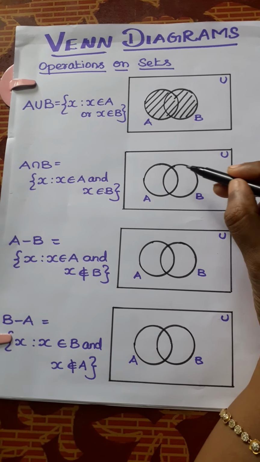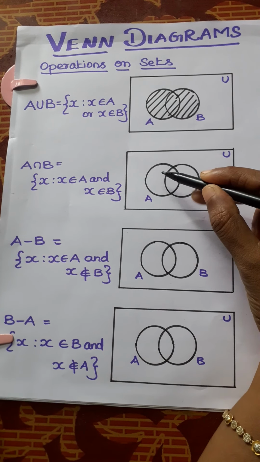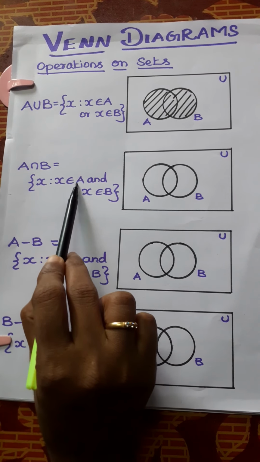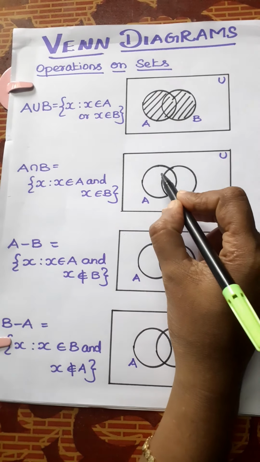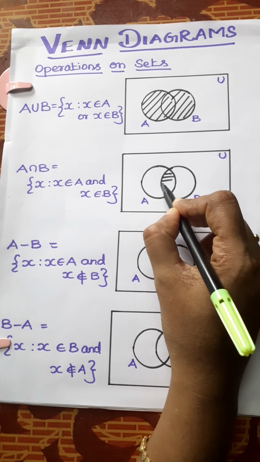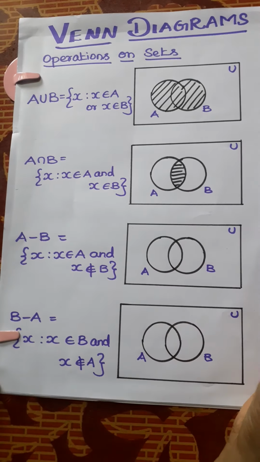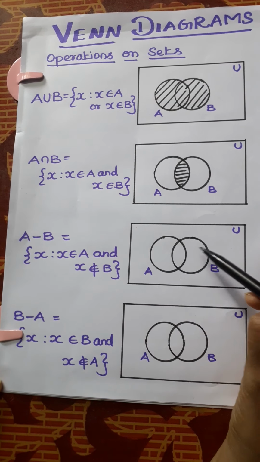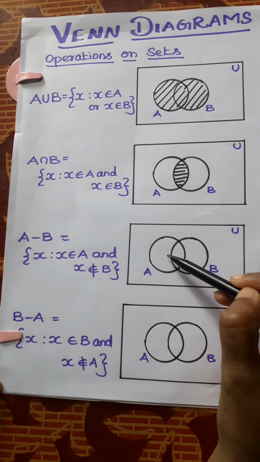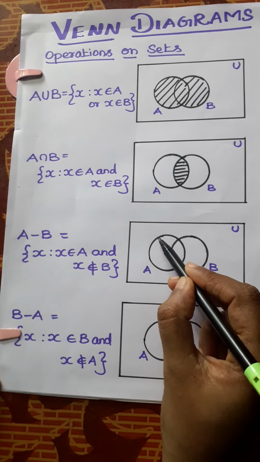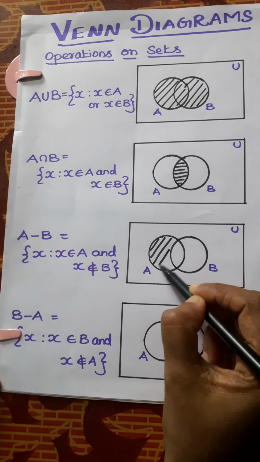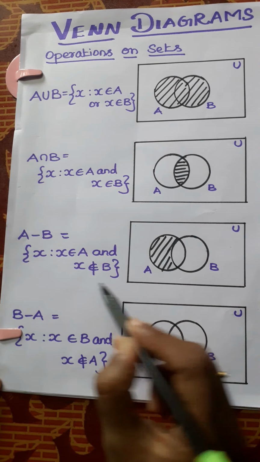The next one, A intersection B. Intersection means the elements x belongs to A and x belongs to B. So we have to take the common values only. That is A intersection B. The next one is difference. We have to compare the two sets. Then we have to cancel the common elements. Next we have to choose the remaining elements in set A. This is A minus B.